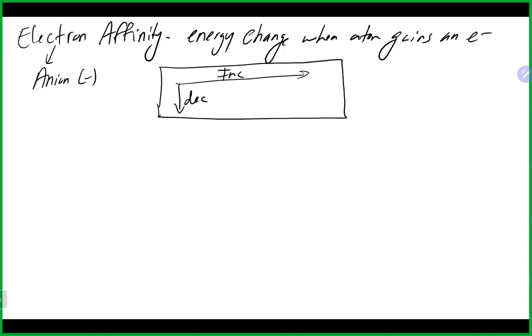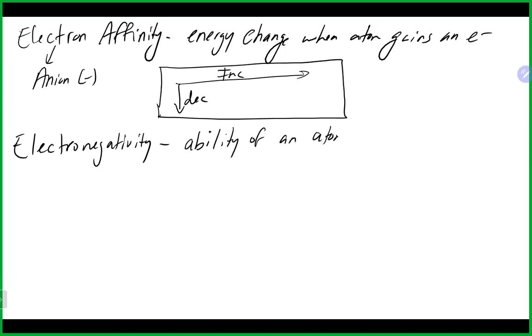Now, something that is oftentimes confused with electron affinity is another important trend, which is electronegativity. Electronegativity is the ability of an atom to bring electrons towards itself. And that, again, is different than electron affinity, which is the actual energy change when they do gain those electrons. Electronegativity is like, I want to bring electrons towards me. I want to take your electrons if you're near me.